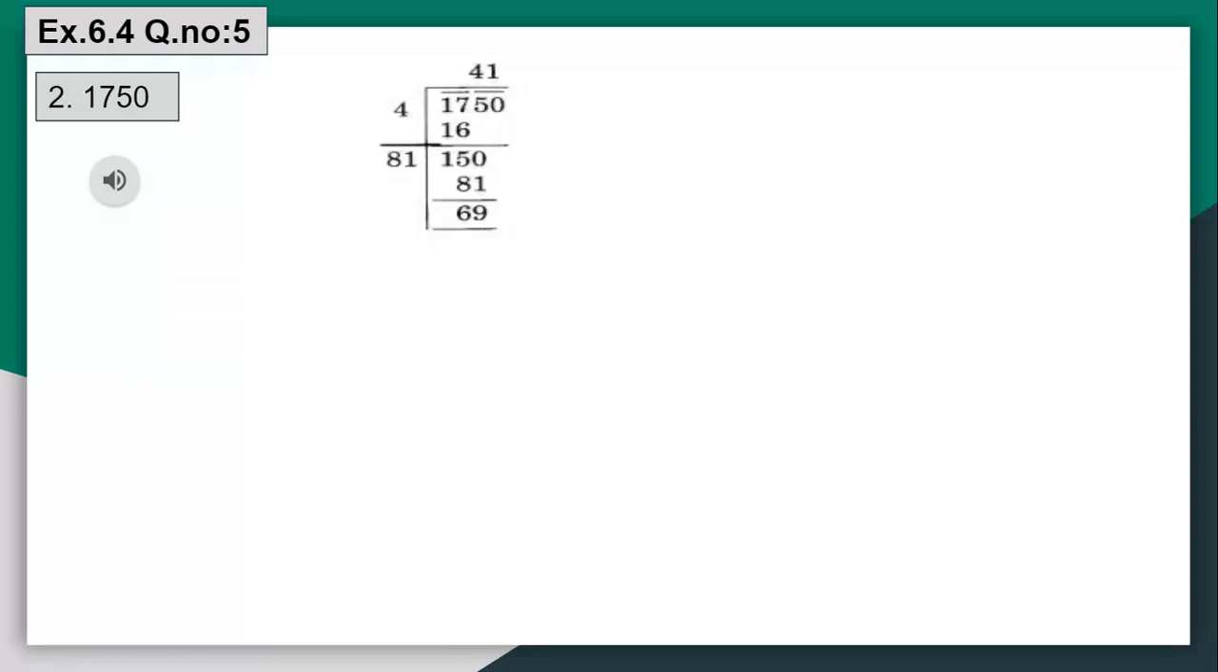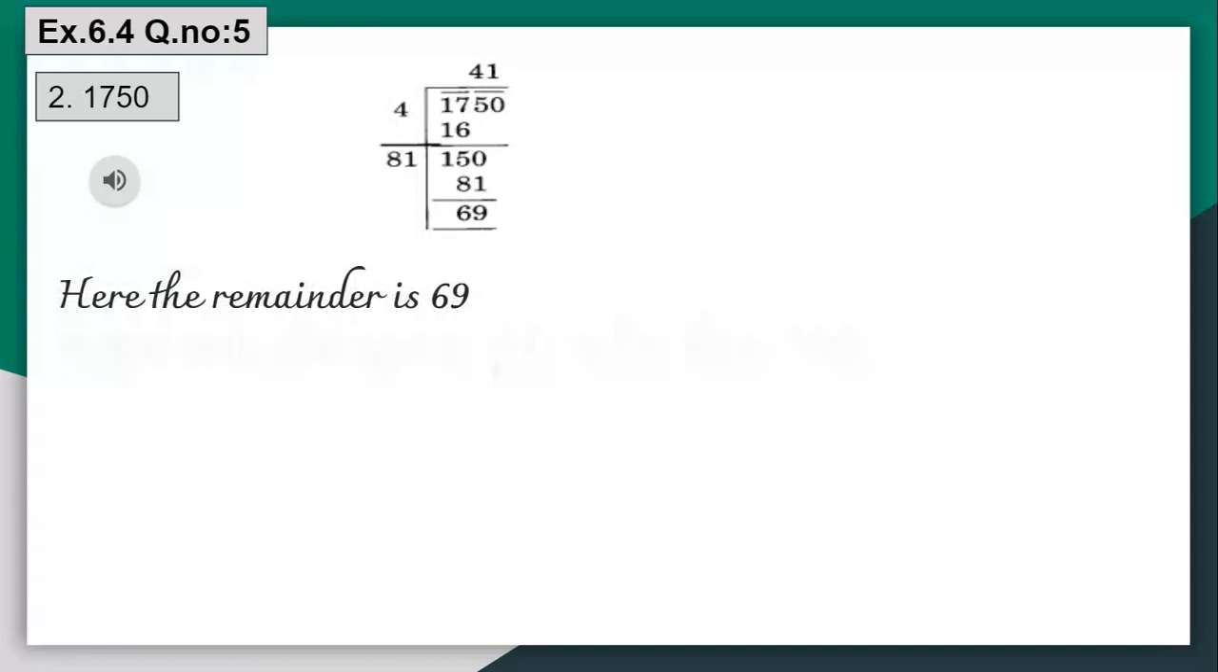So, here a divisor double of 4, that is 8. Now here if we take 2, so 2 8s are 16, 160 will come, isn't it? So 1 is the smallest number. So 81 into 1, 81. So remainder we are getting 69. So here the remainder is 69.